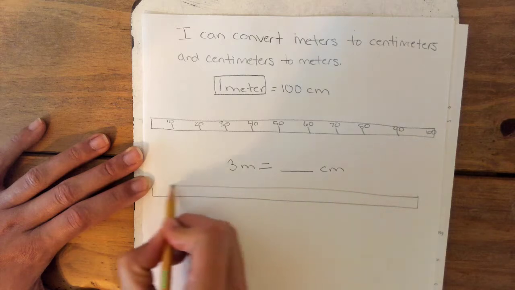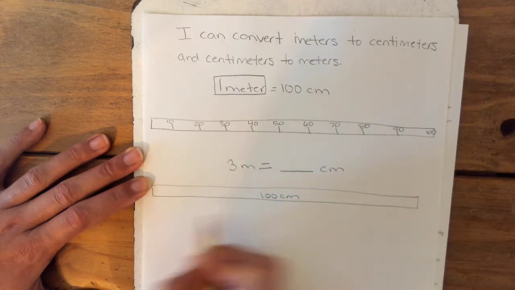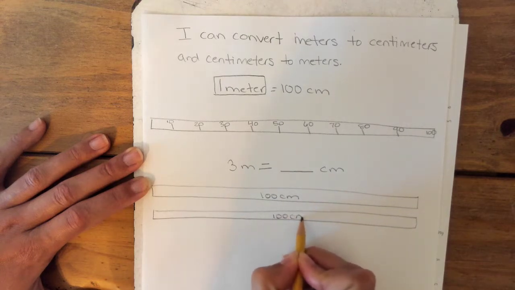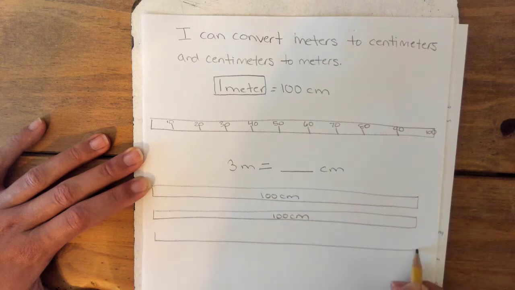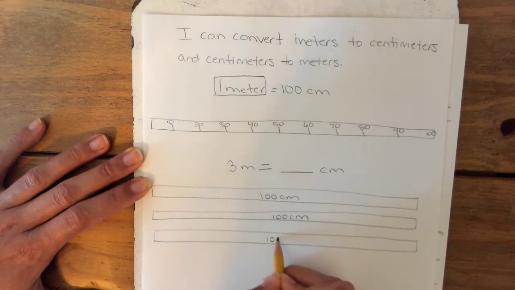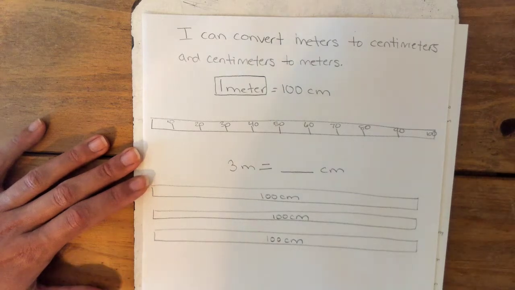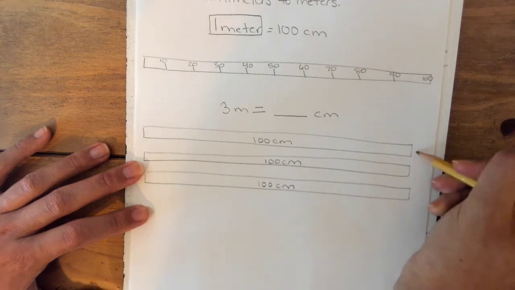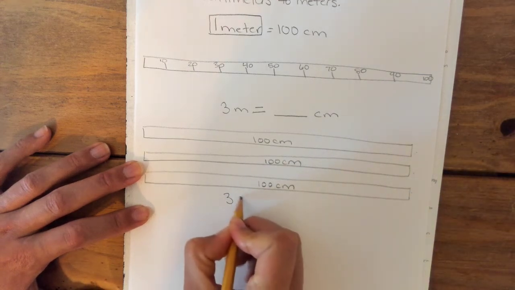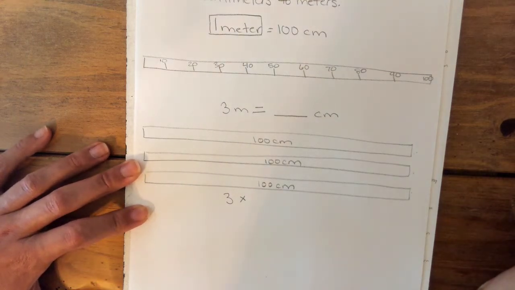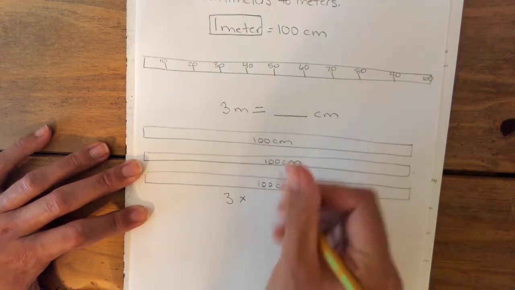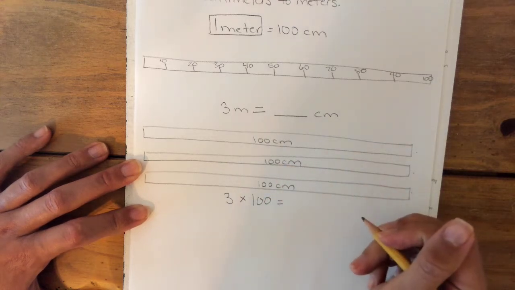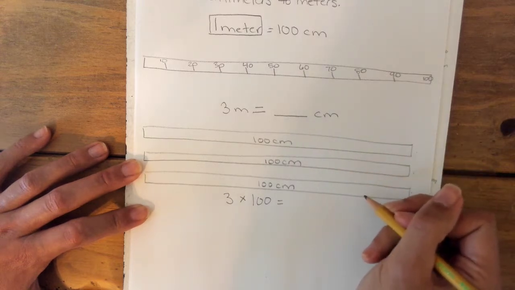So I have 1 meter stick, and this is 100 centimeters. I have another meter stick, another 100 centimeters, and a third meter stick, which is 100 centimeters. So since I have, as we can see in my model, 3 equal groups. Multiplication shows equal groups. 3 equal groups, and how many are in each group? 100. So 3 times 100 is going to show me how many centimeters is in 3 meters.